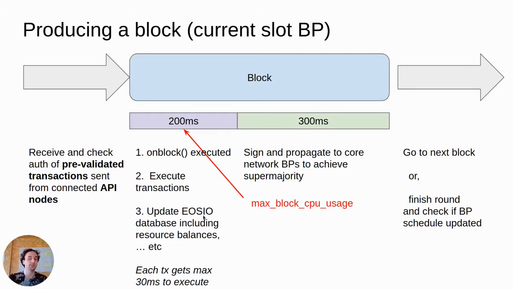So then after that, there's a 300 millisecond gap. So that's all done in 200 milliseconds. That's the time frame they have. In 300 milliseconds, they have that time to propagate it to the rest of the network. This is half a second, what goes on every half second. So right now it just keeps going.